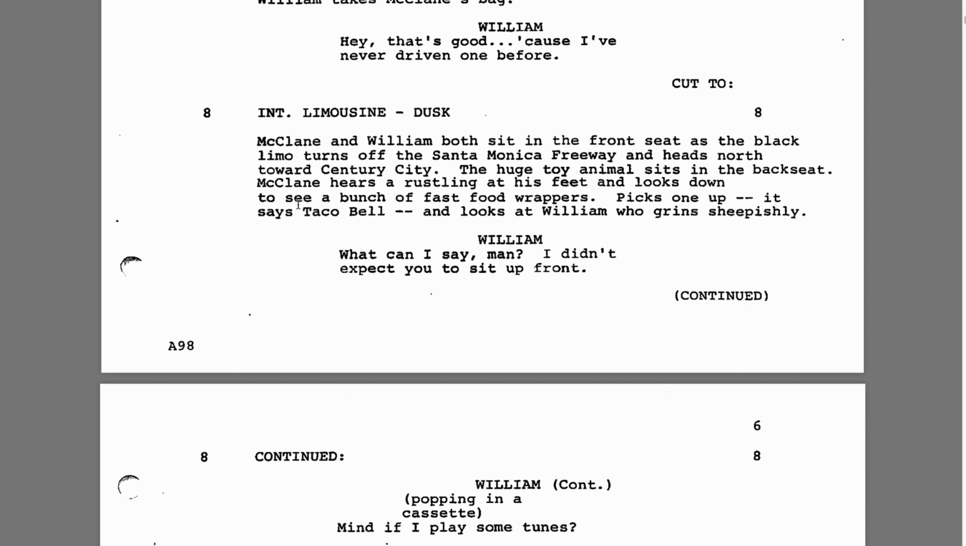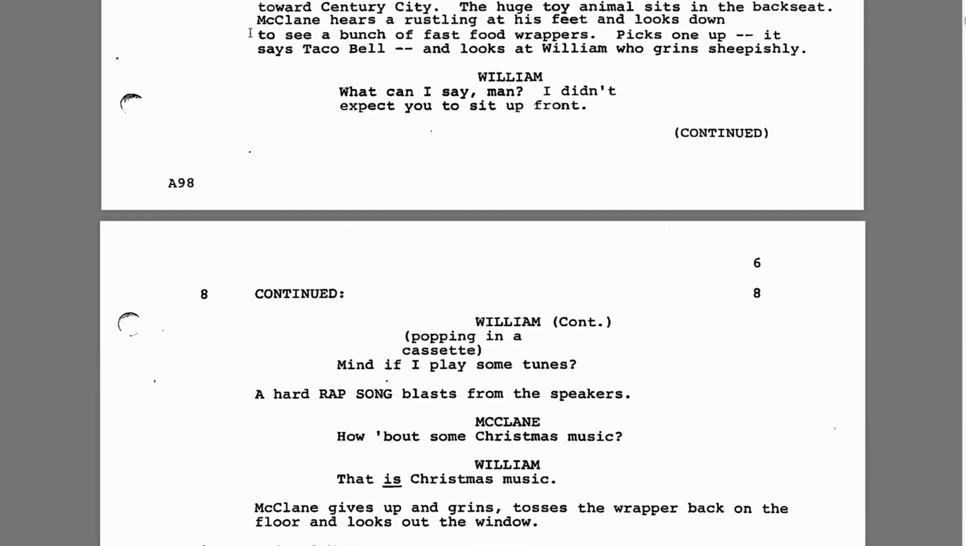Fast food wrappers, Taco Bell. This was a little bit of detail that I don't think was in the film. I think there is a tiny little moment here, but it's not focused as much on a particular product placement.